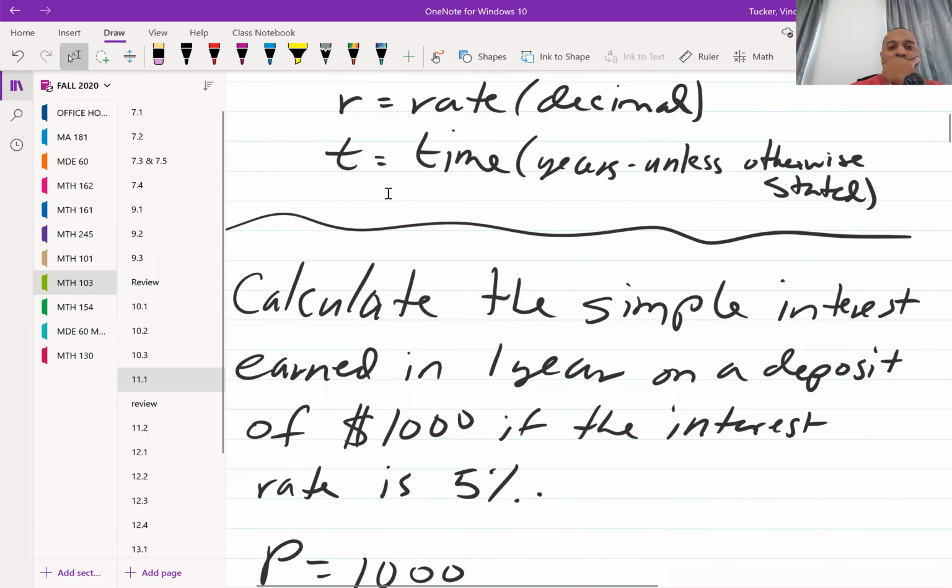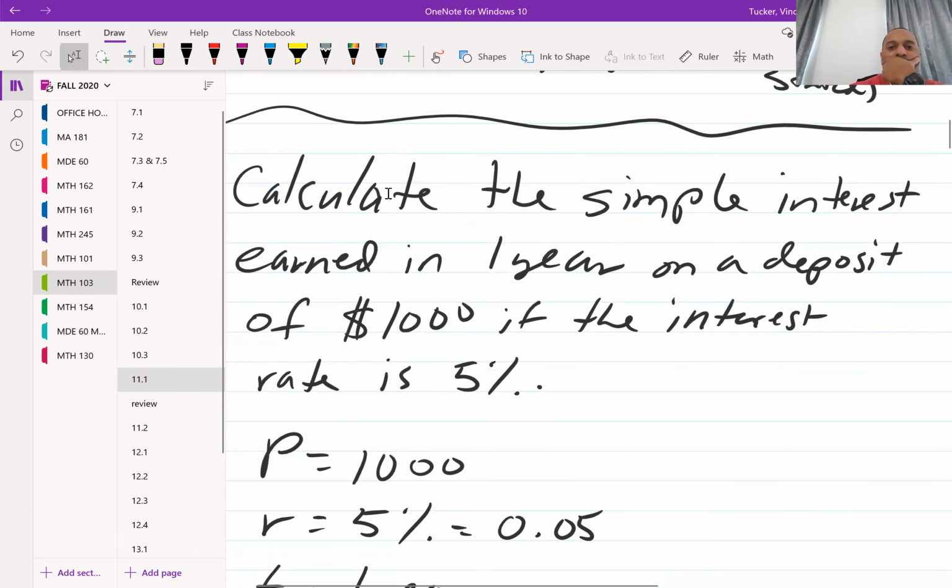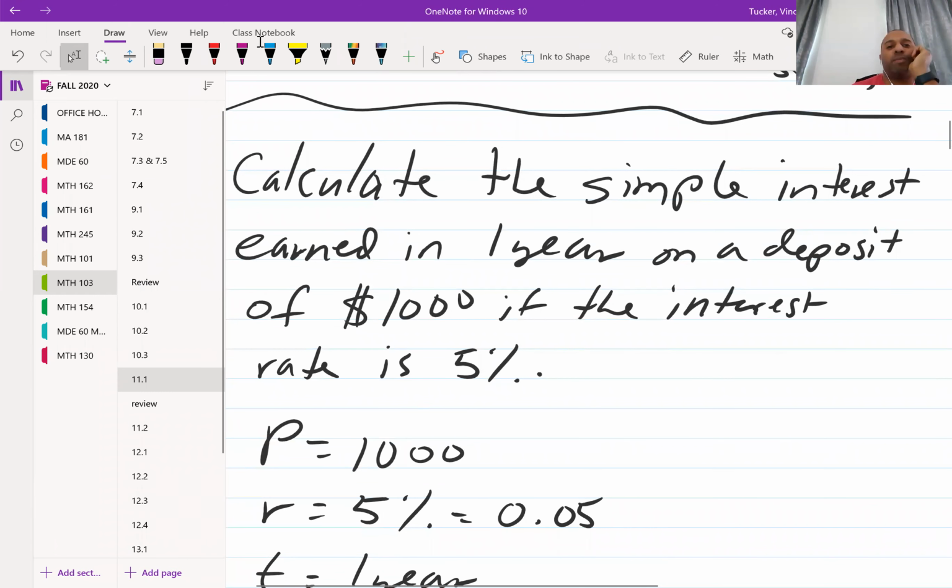All right, are we good? All right, so calculate the simple interest earned in 1 year on a deposit of $1,000 if the interest rate is 5%. Give you a chance to write that, of course.